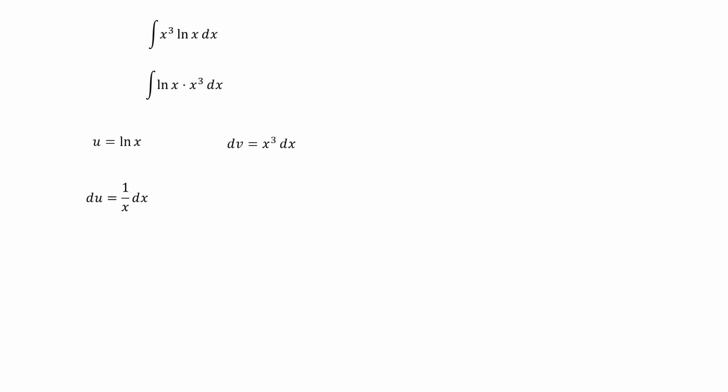So I took the derivative of my choice of u. Of course, the derivative of the natural log of x is 1 over x. And I took the antiderivative of dv, and that worked out a lot more smoothly. Then I took the integration by parts formula, and I proceeded from there.